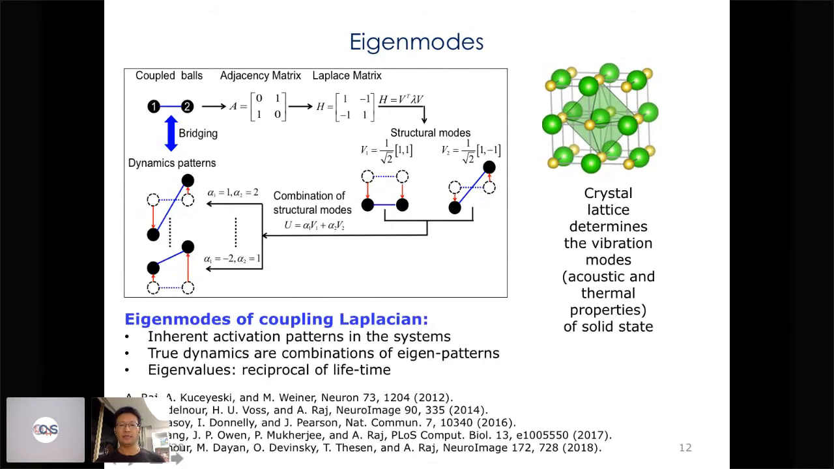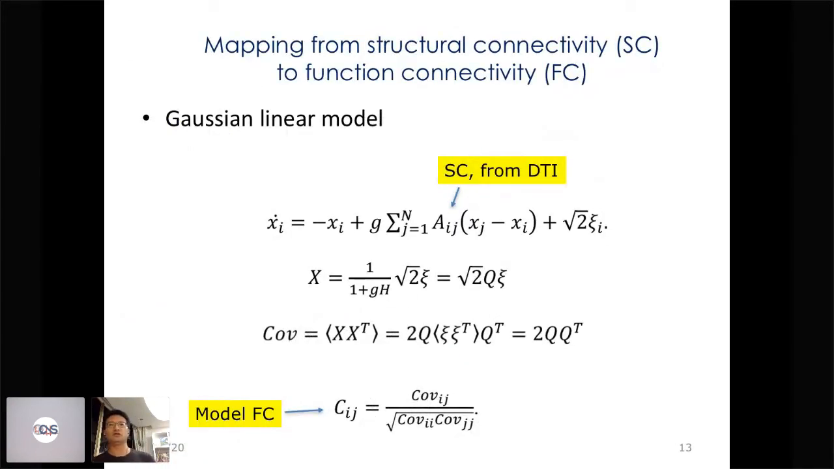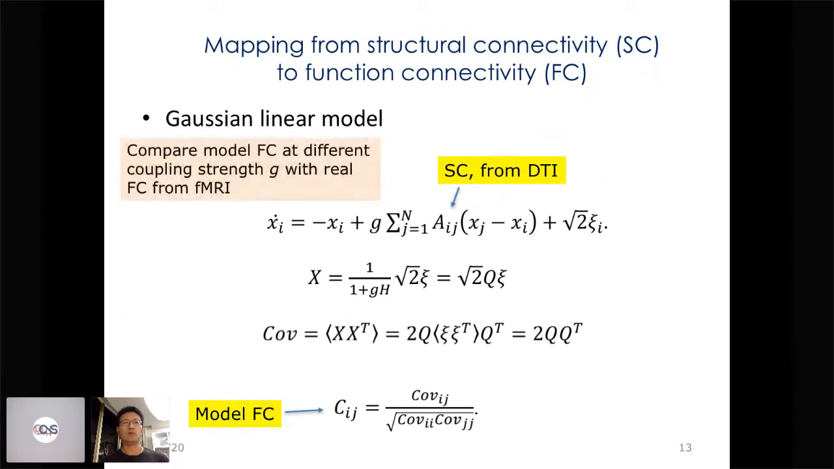This idea has already been applied to study functional network organization and disease spreading in the field of connectomics. In order to link structure to function, we apply a simple Gaussian linear model. Although the dynamics is highly nonlinear and critical, we use a linear equation coupling different brain areas. This is the structural connectivity from diffusion tensor imaging. To model this highly variable dynamics, we put in some local noise, and then as you change the coupling strength, you induce correlations between different brain areas. This is called the model functional connectivity. When you change the coupling, the model functional connectivity will be different. We can then compare this with the functional connectivity from real fMRI data, and get some understanding of why the brain dynamics is organized in this way.